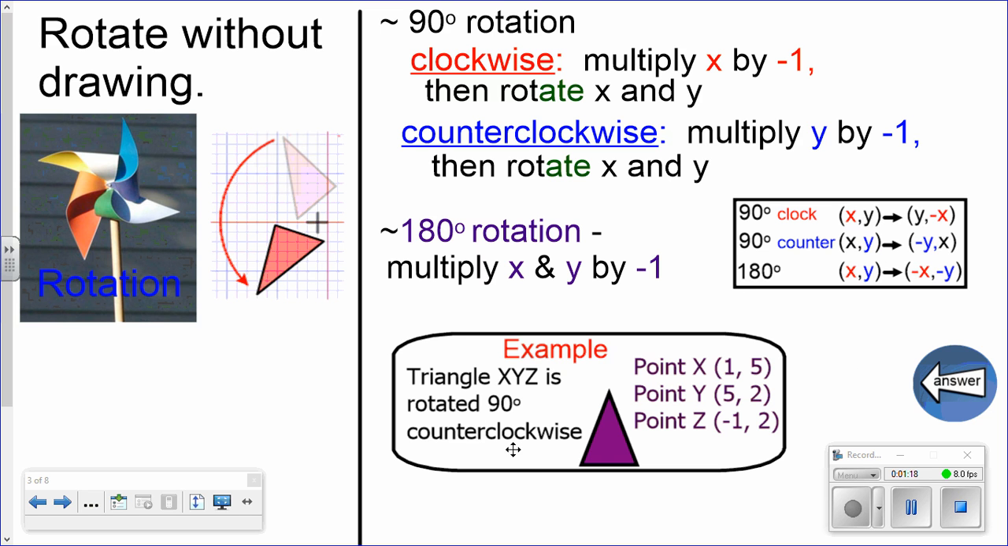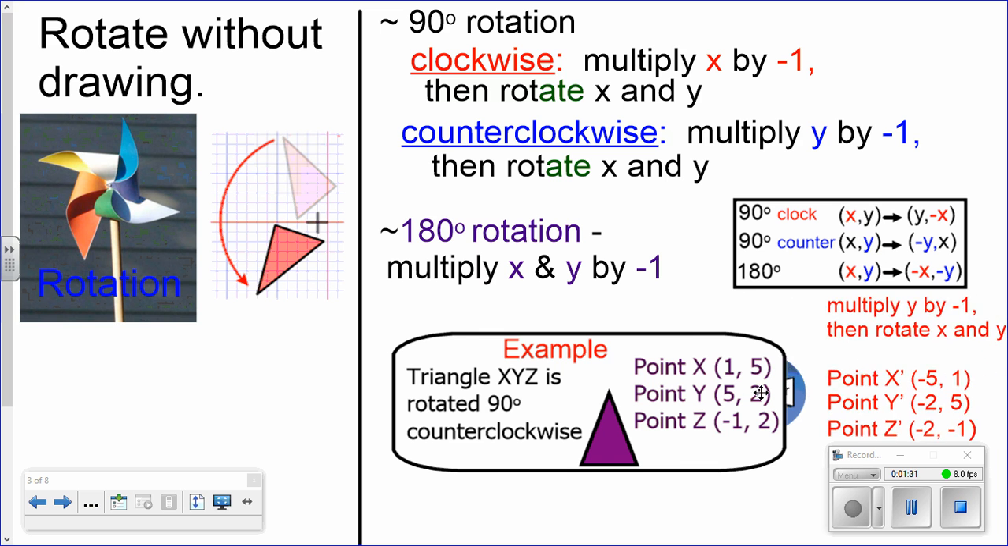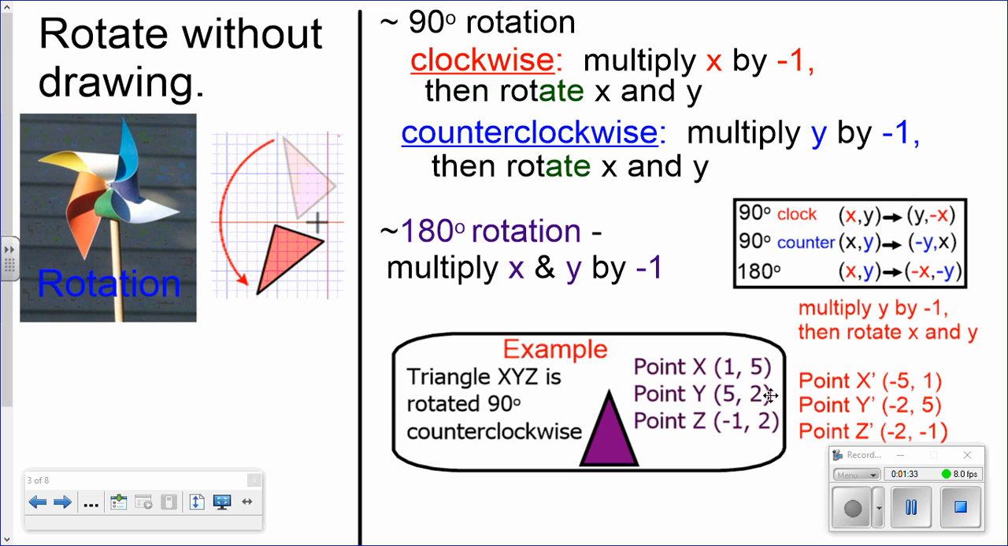So for example, if we have this triangle XYZ and it's rotated 90 degrees counterclockwise, counterclockwise means that we multiply y by -1 and then switch them, rotate them. So it would look like that. So the 1, 5 for point X would be now -5, 1. Point Y instead of 5, 2 would be -2, 5. And point Z instead of -1, 2 would be -2, -1.